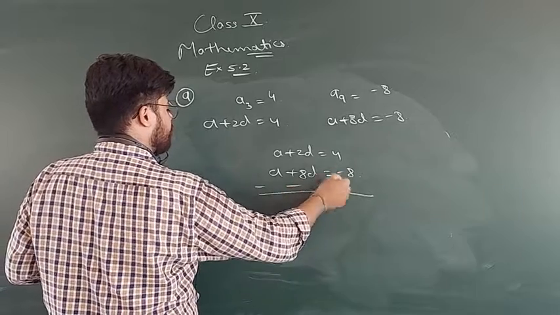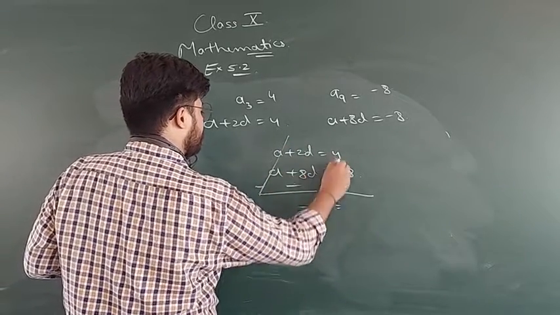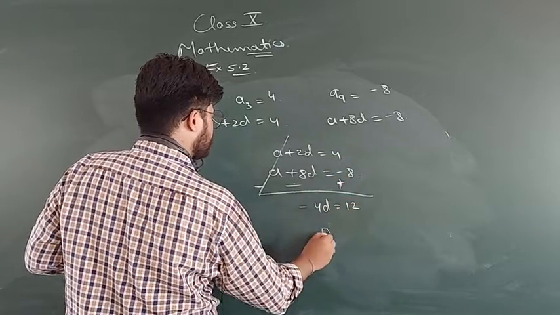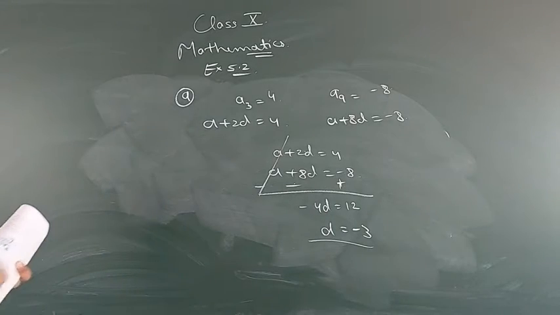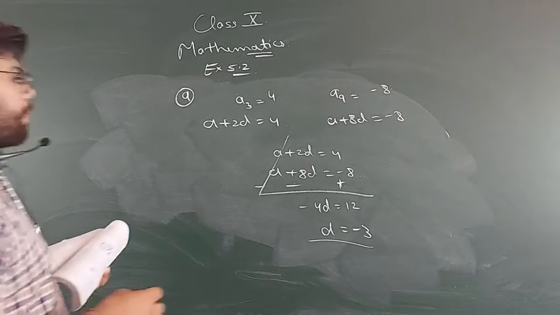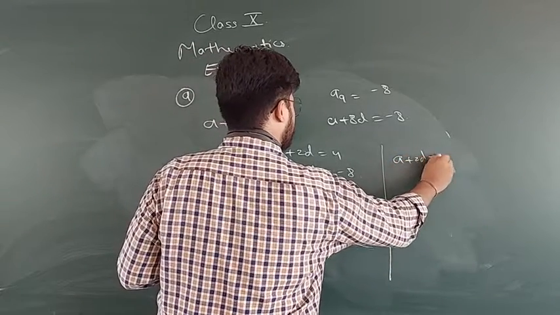Minus minus, it will be plus. 2 minus 8 is minus 4D. 4 plus 8 it will be 12, so D value is 12 divided by 4, which is minus 3. Now find the value of A. A plus 2D is 4, given.